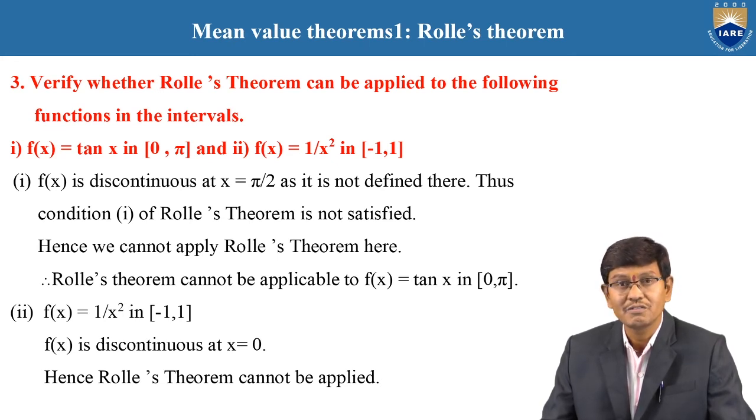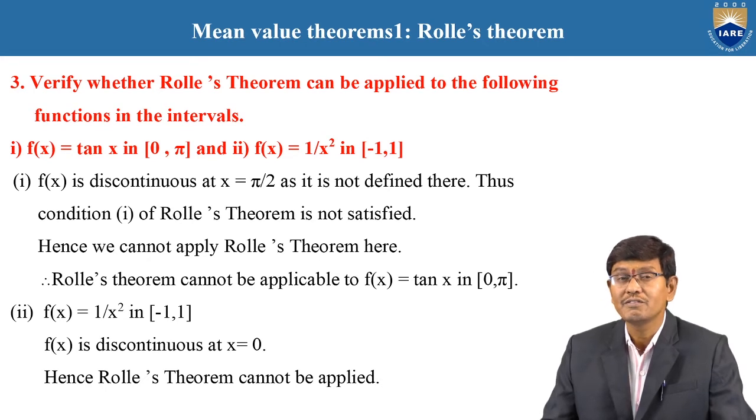Because according to Rolle's theorem, if any one of the conditions does not exist, Rolle's theorem is not satisfied. Therefore, here the first condition is not satisfied because it does not exist. Therefore, Rolle's theorem is not applicable for tan x.